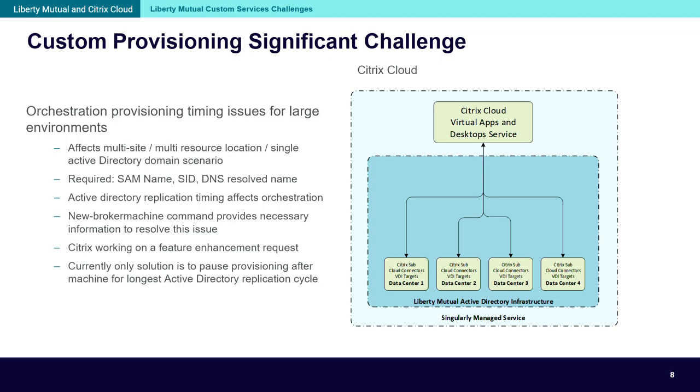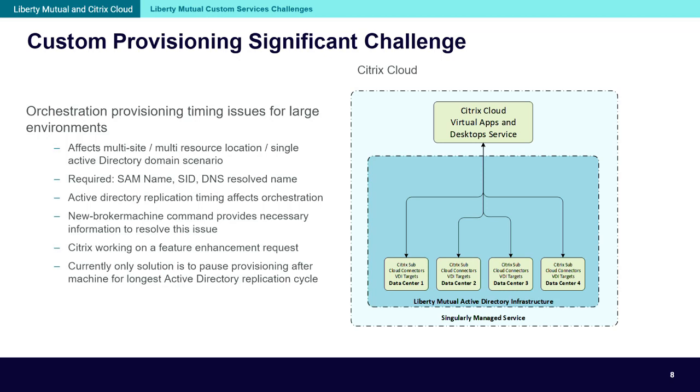If your AD hasn't replicated those identities and the DNS, and if your cloud connectors are using different DNS servers than cloud connectors in Data Center 1, or their VDIs in Data Center 1, you could run into a scenario where, like we were running into, Citrix Cloud, instead of getting a SAM name in the machine catalog, you got a SID, because it couldn't resolve that DNS name.